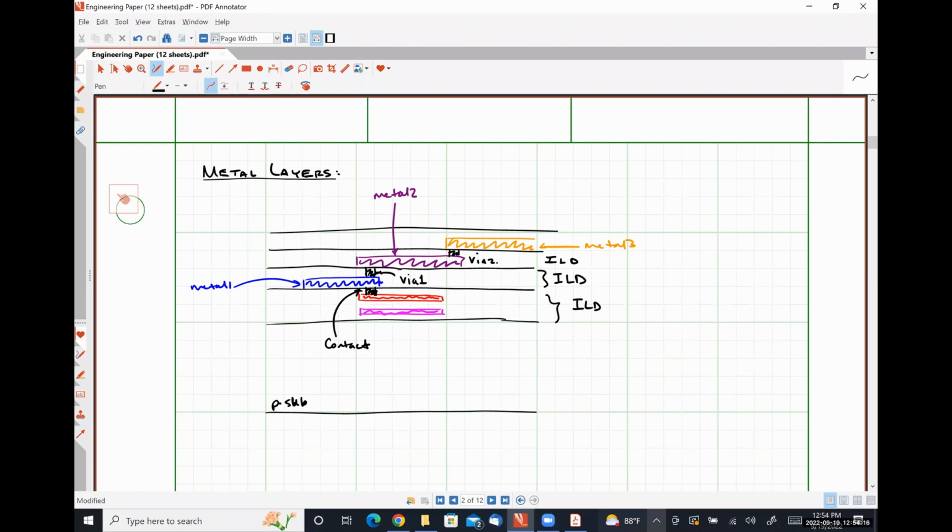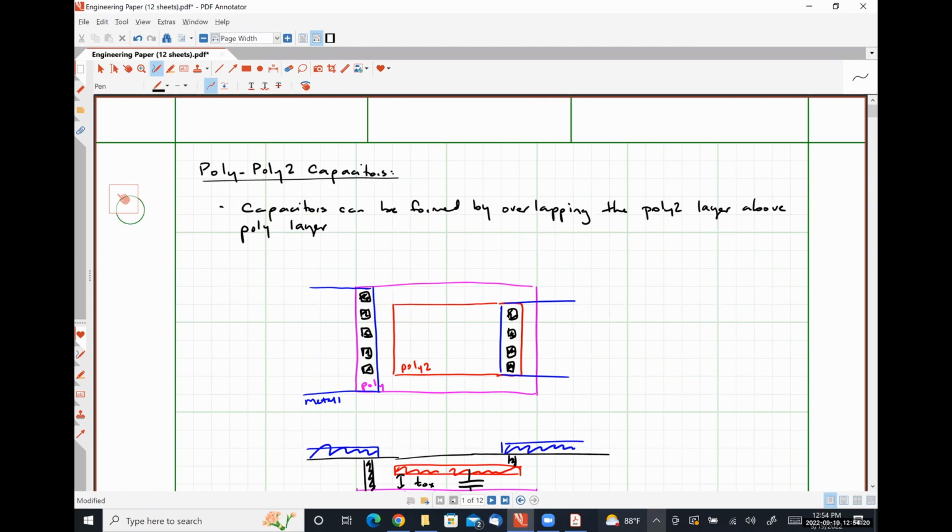So if we look back here at the poly to poly 2 capacitors that I drew, I have 5 contacts from metal 1 to poly and 4 contacts from metal 1 to poly 2. Putting them in parallel like that means I no longer have a single point of failure that renders my chip inoperable. I now have multiple parallel paths that effectively do the exact same thing.